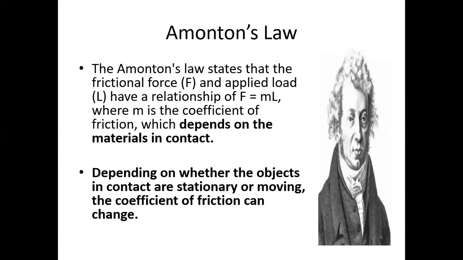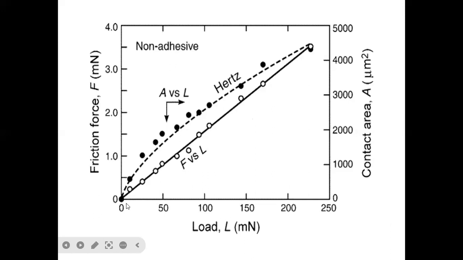The coefficient of friction for wood is different from the coefficient of friction on a metal surface, on a tile, or on a cemented road. Depending on whether the objects in contact are stationary or moving, the coefficient of friction can change. So as you can see here, as we increase the load from 0 to 250 approximately, we also increase our frictional force. That is based on Amonton's law, meaning we have a direct relationship between your load and your frictional force.